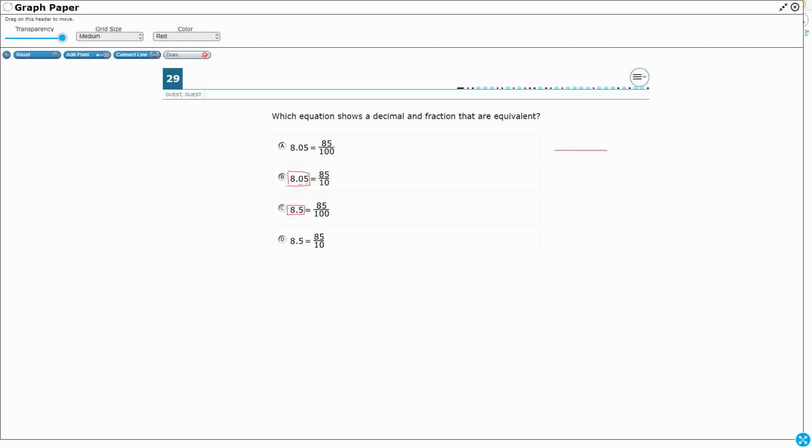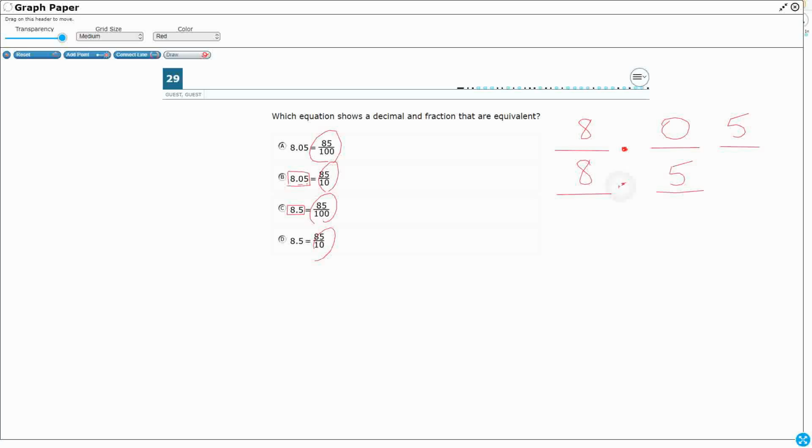So let's just draw that right here. That should work for any of these, right? And I've got two different answers. I've got 8.05, and then I've got 8.5. So I could draw that underneath. These are the two different ones. I need to figure out which one of these is going to match one of these fractions that I have here.